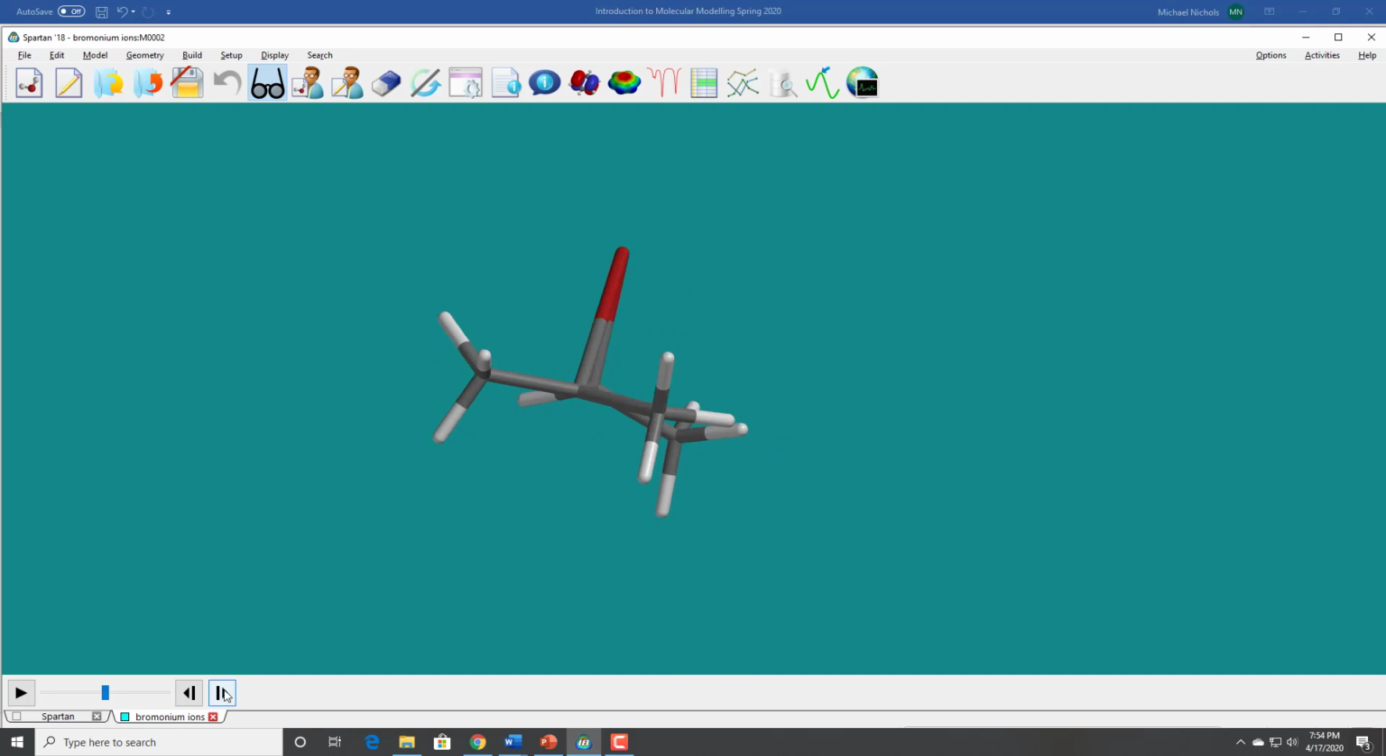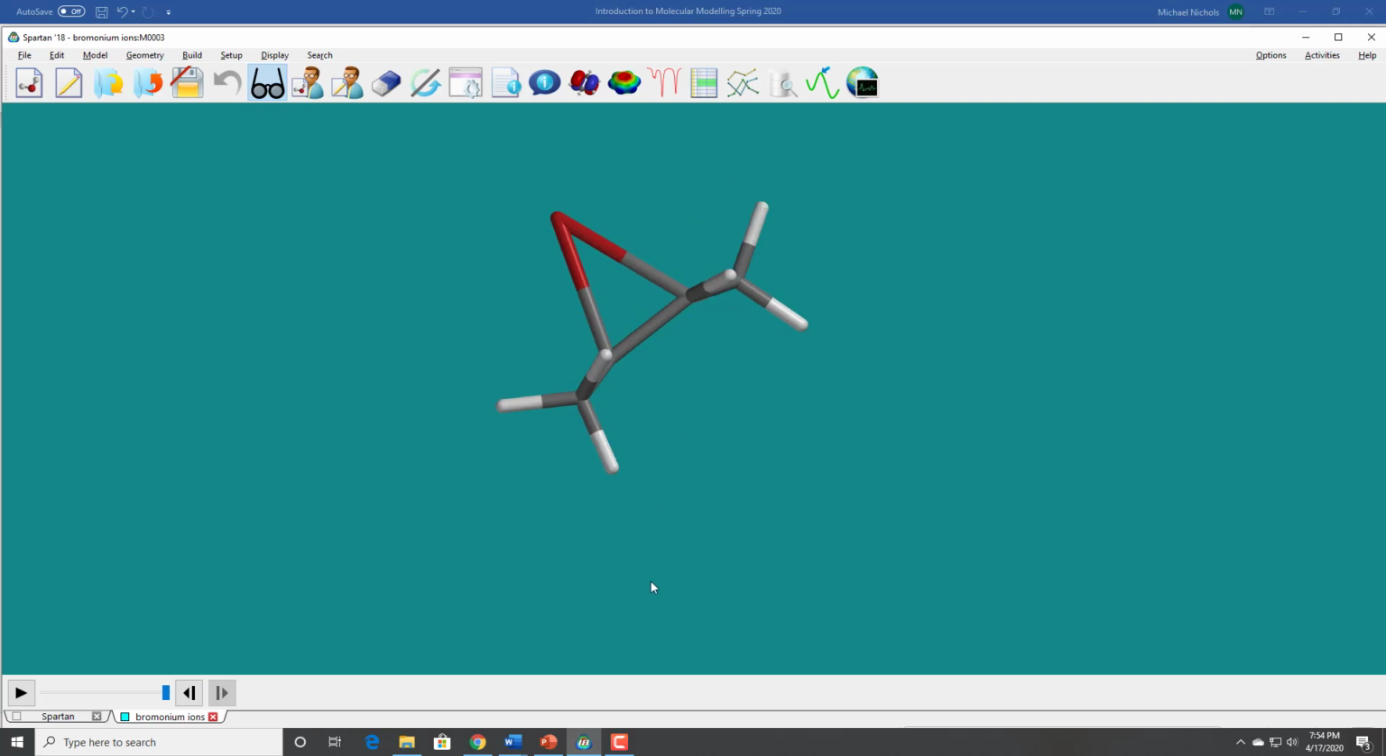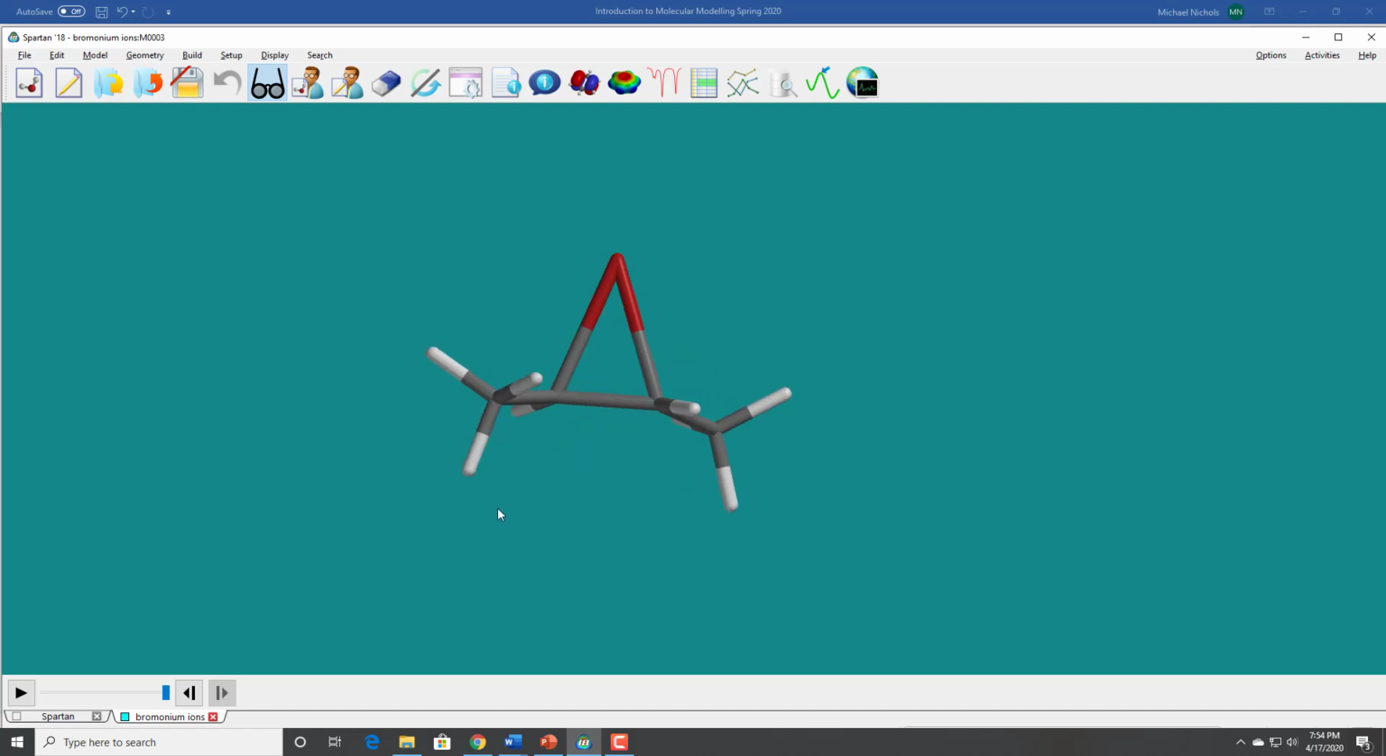And let me go back. This was the symmetrical one. So as you look at the symmetrical one, as I rotate it, what does it look like the hybridization of those carbons attached to the bromine? What does it look like they are?